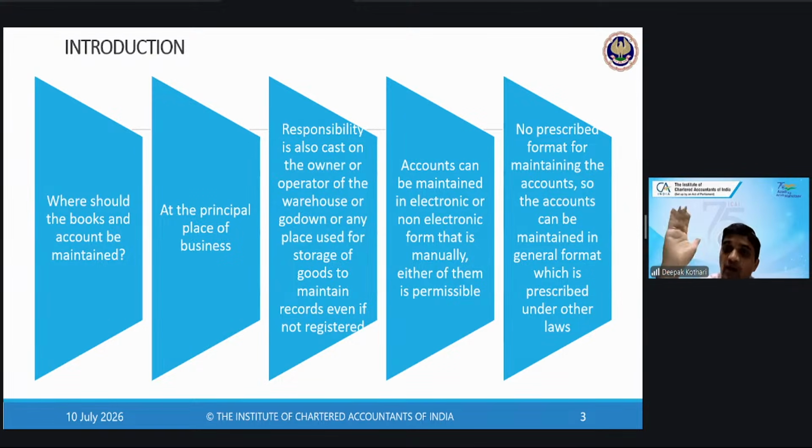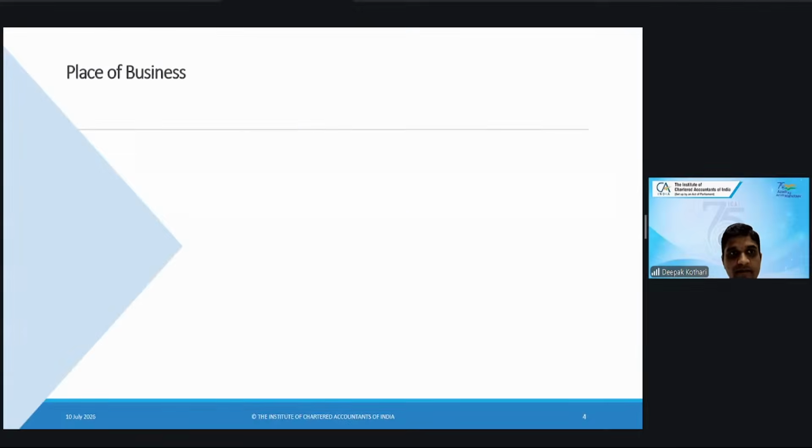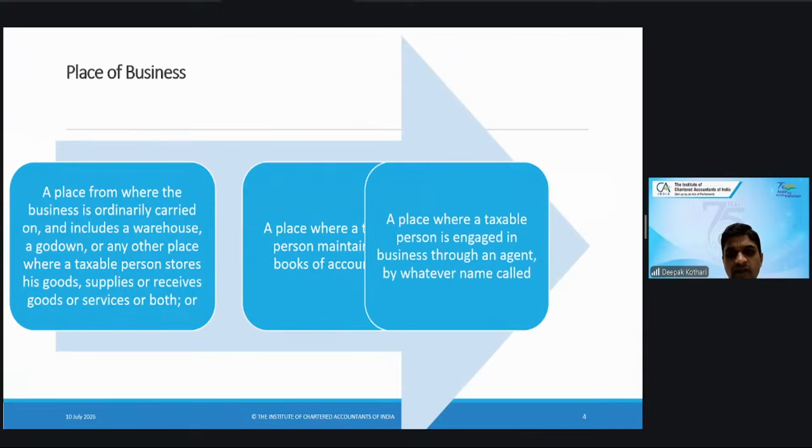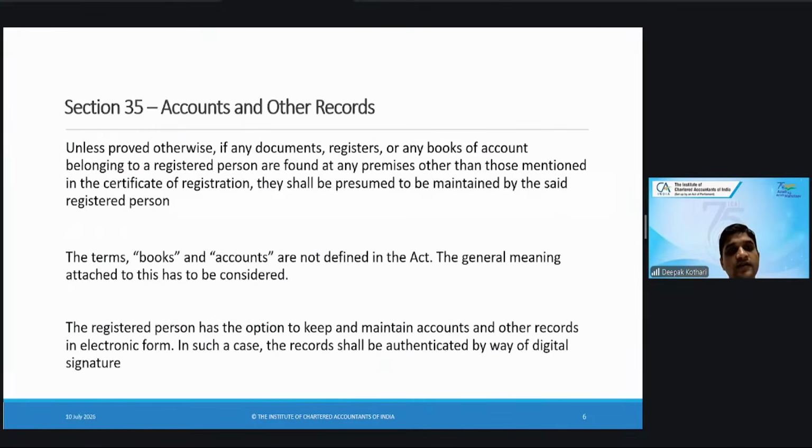Anything is possible. Whatever minimum requirements are required, the lawmaker will tell those requirements. Once you maintain them, that is sufficient. Okay. Principal place of business. Now, accounts to be maintained, books of accounts.